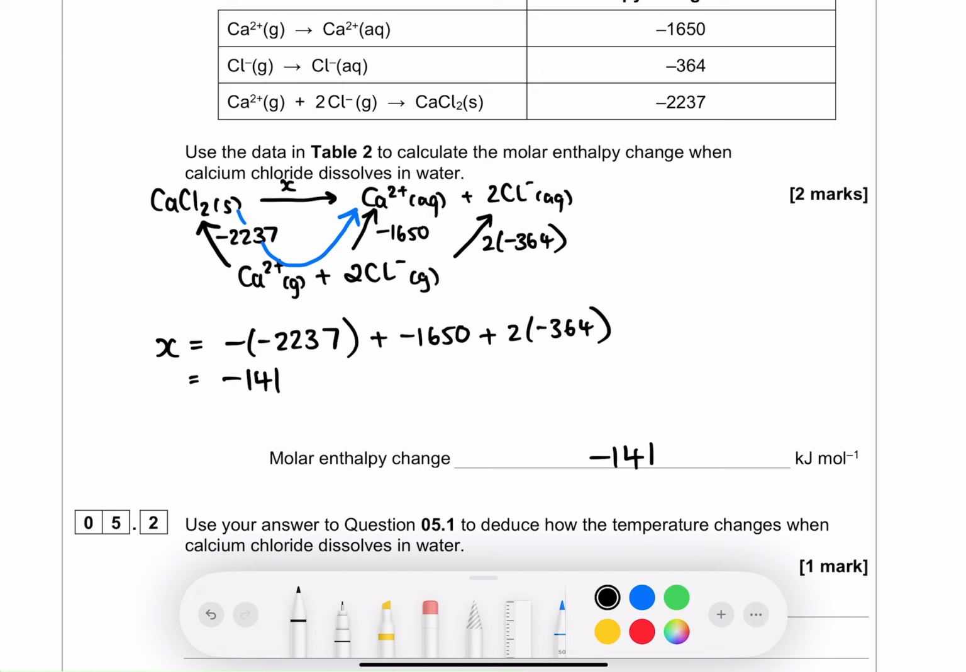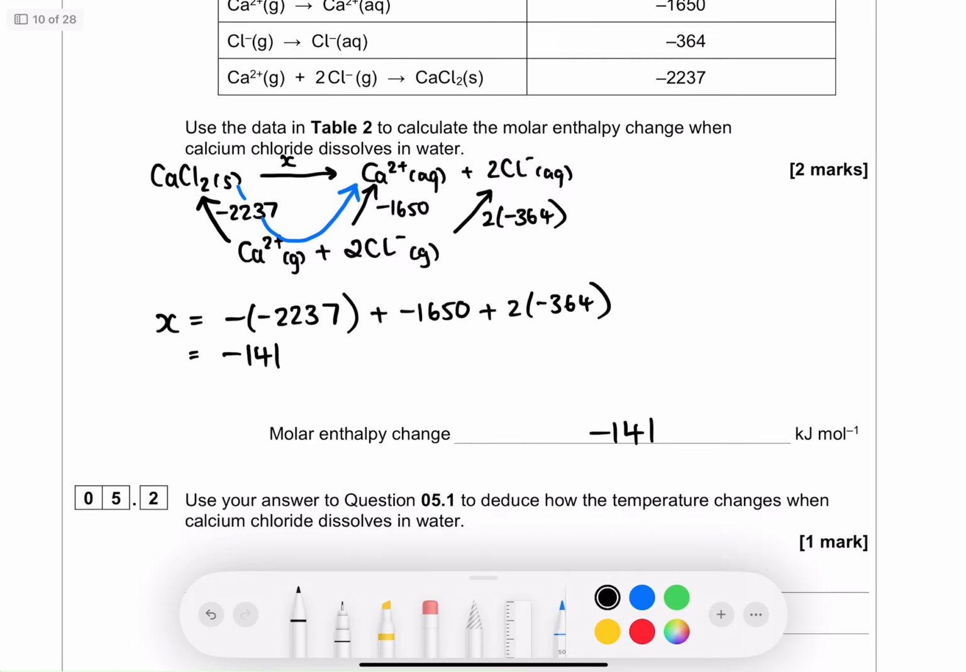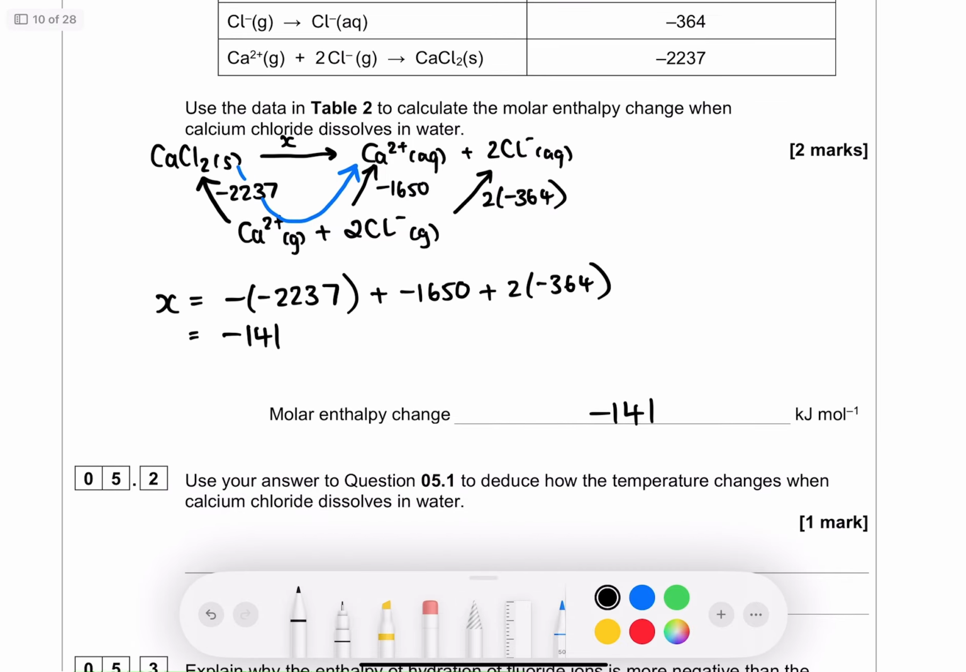You may have learnt a formula, and the formula goes lattice dissociation plus hydrations, but you've not been given lattice dissociation here, you've been given lattice formation, so you would have to turn it into dissociation, which makes it positive.